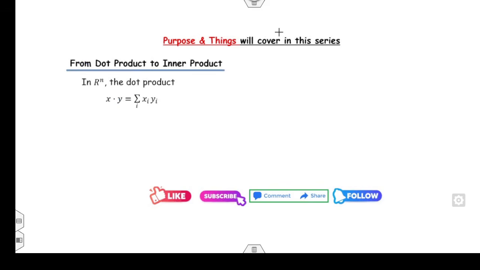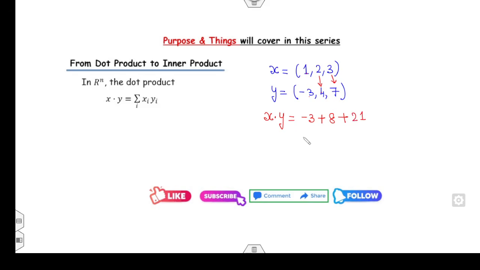We all know how we can define the dot product. For example, if you have the vector x, let's say 1, 2, and 3, and y is my vector, let's say minus 3, 4, and 7. Then we can define the dot product that we studied in our lower classes: x component into x component plus y component into y component, and so on. So the answer is 26.